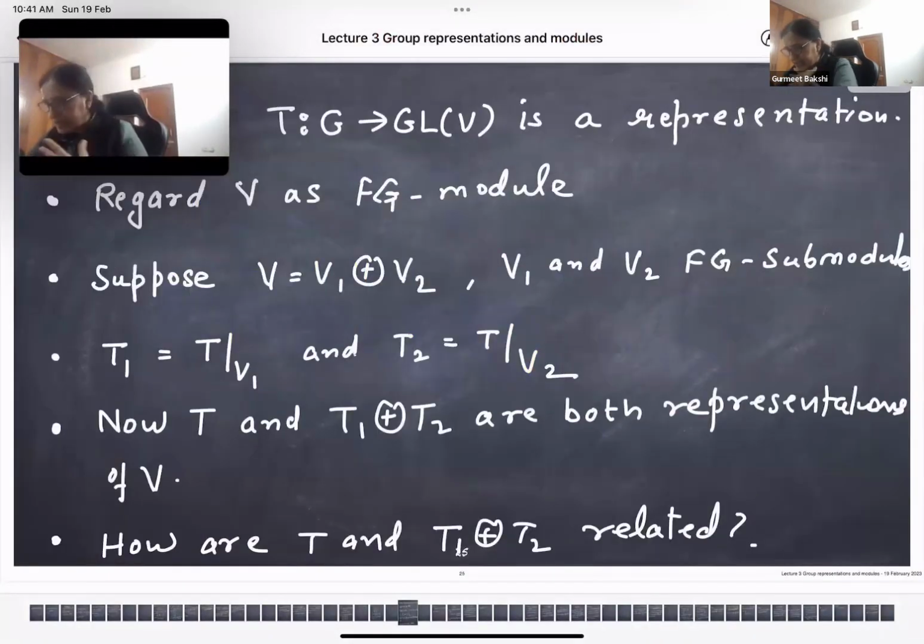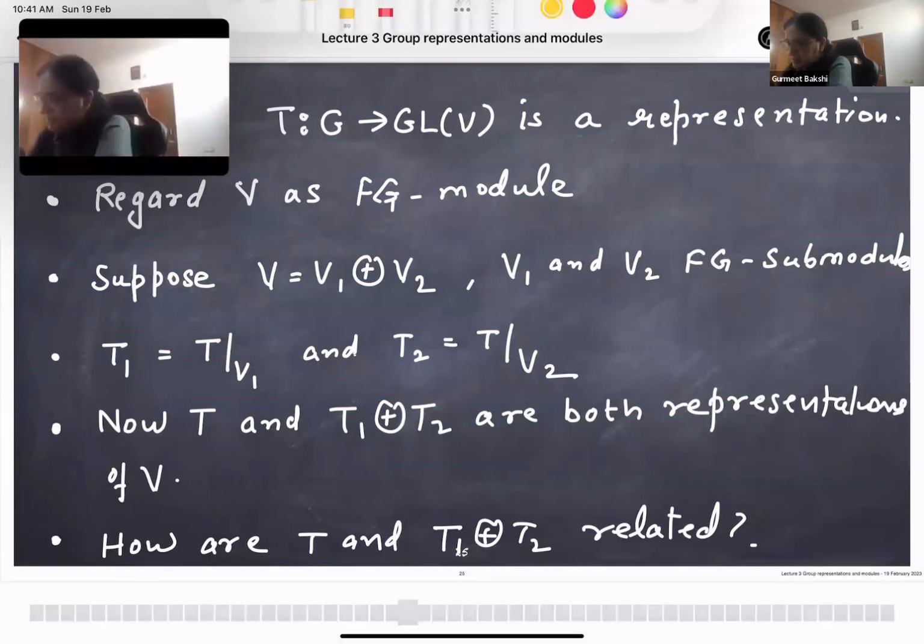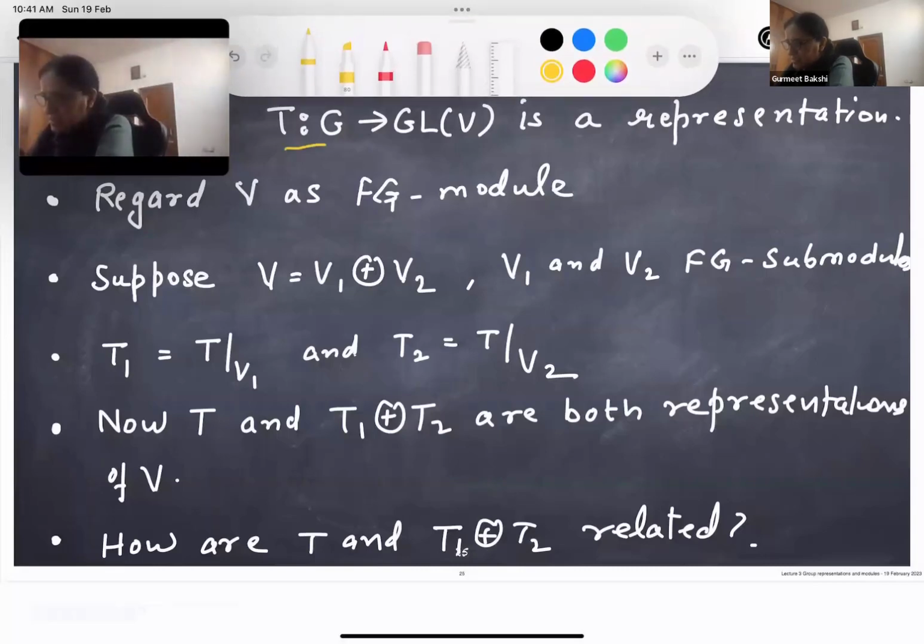So what are the conditions on G and F which ensure that any FG module is a direct sum of irreducible submodules? So basically I will see the question, when is the group algebra FG semi-simple. Okay, so here is what I was describing. Maybe let me say it here. This is a representation, and I have regarded V as an FG module.